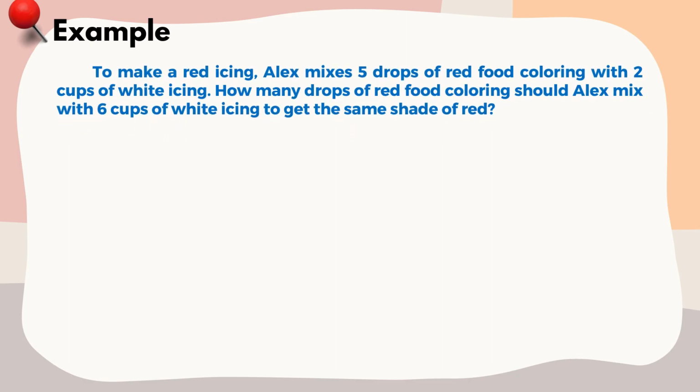To fully understand our lesson for today, let's study this example. This is our problem. To make a red icing, Alex mixes 5 drops of red food coloring with 2 cups of white icing. How many drops of red food coloring should Alex mix with 6 cups of white icing to get the same shade of red? To answer this problem, we're going to create a ratio table.